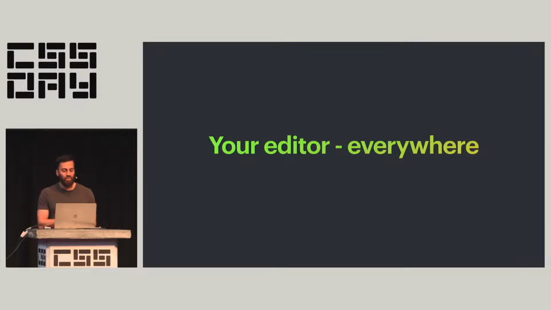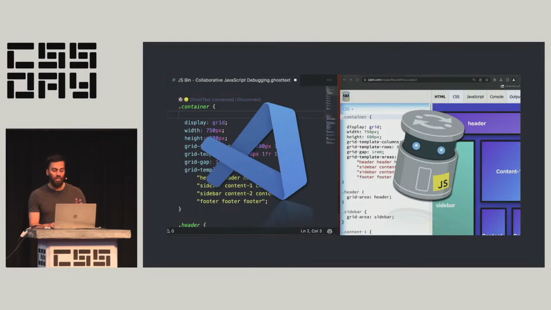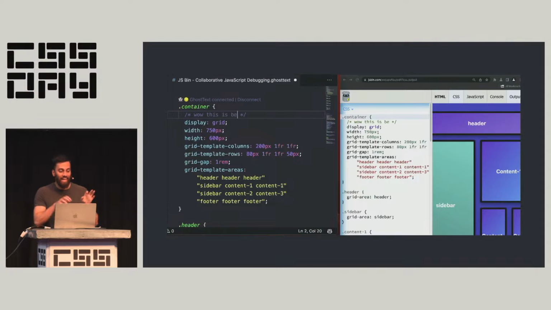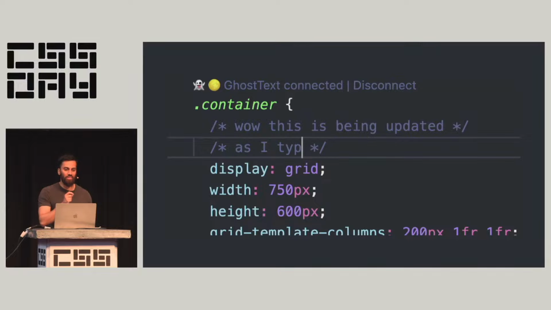Nice. Moving on. I don't know why I've called this "your editor, but everywhere." You can tell I'm really good at naming stuff. But this is an extension called GhostText, and it's available for a bunch of editors, a bunch of plugins. Go and check it out. And the idea is that your editor communicates to the browser in terms of what CSS you're writing. For example, I have VS Code on the left, JS Bin on the right. JS Bin is like a CodePen alternative. And as I type into VS Code, it gets injected into the page in real time. And you might be asking, why?